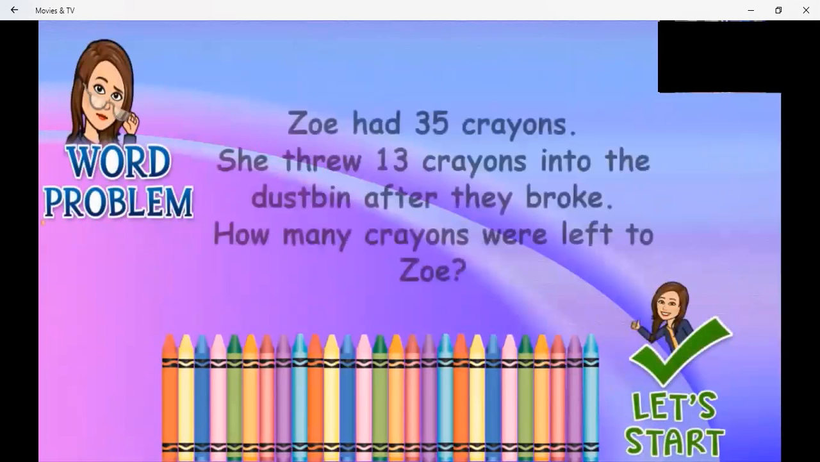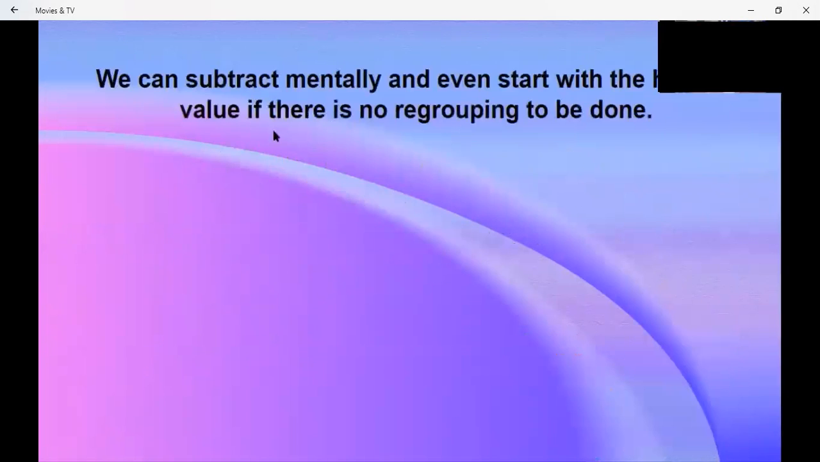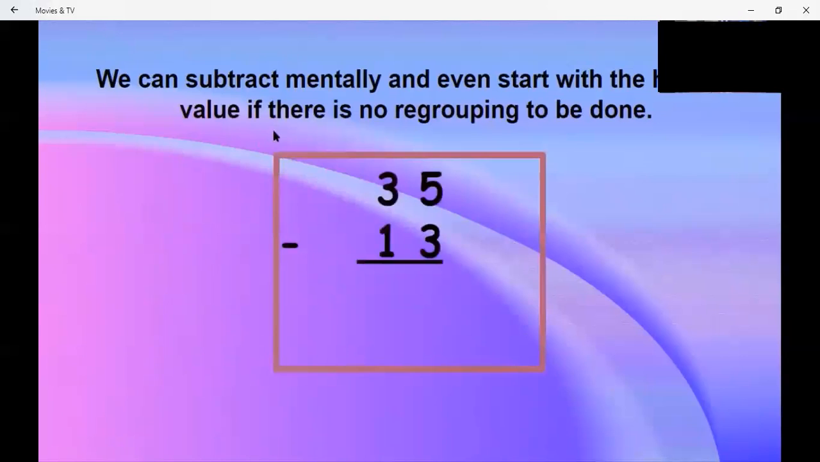Zoe had 35 crayons. She threw 13 crayons into the dustbin after they broke. How many crayons were left to Zoe? We can subtract mentally and even start with the highest place value if there is no regrouping to be done. So we have here 35 minus 13. By looking at this, we can already identify that the answer is 22.